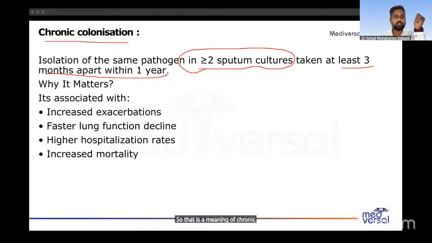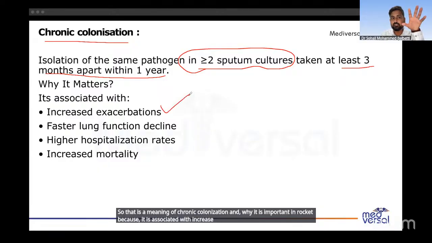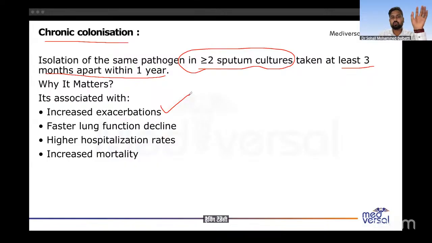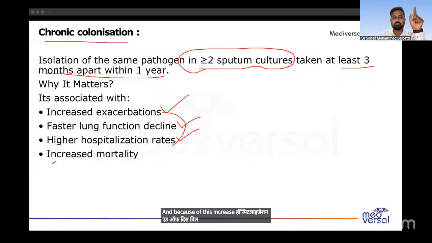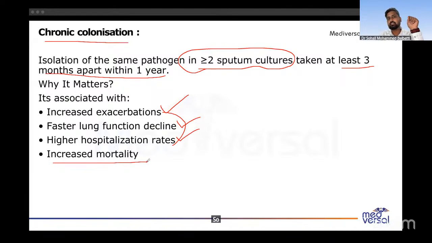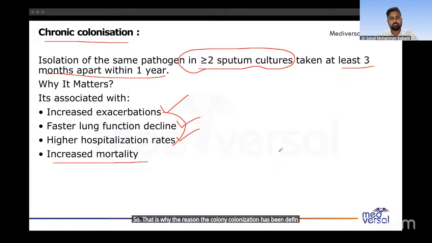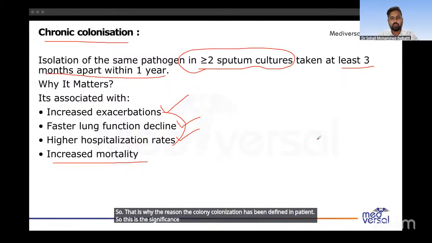And why it is important in bronchiectasis is because it is associated with increased exacerbation. That means that organism has a tendency to persist there for a longer time, and it helps decline the lung function at a much faster rate. And because of this increased exacerbation, there will be higher hospitalization, and all of this will contribute to increased mortality. So that is the reason chronic colonization has been defined in a bronchiectasis patient. So this is the significance of having chronic colonization.